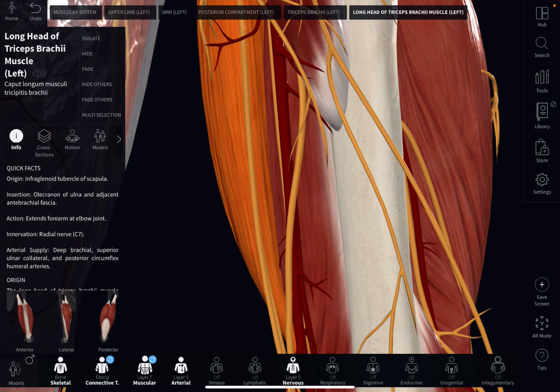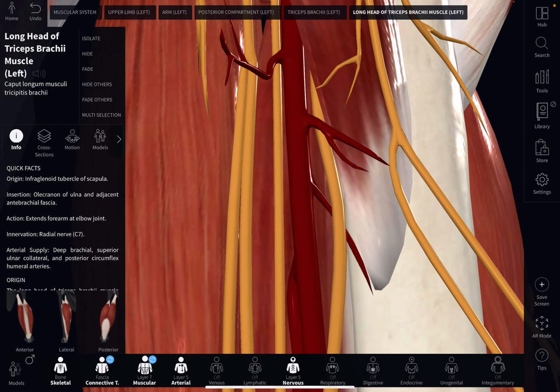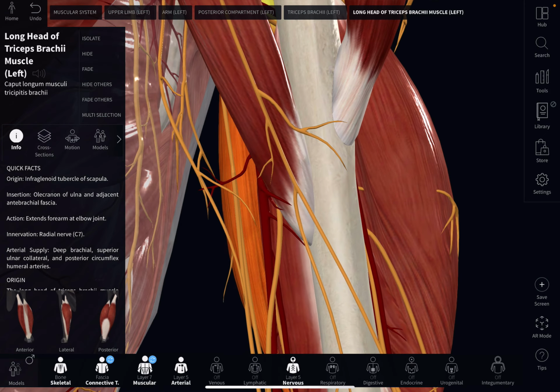Okay, and then we also have the largest branch of the brachial artery, that is the arteria profunda brachii. That's one of the largest branches of the brachial artery. It also lies posterior to the brachial artery. And laterally, we have the median nerve.